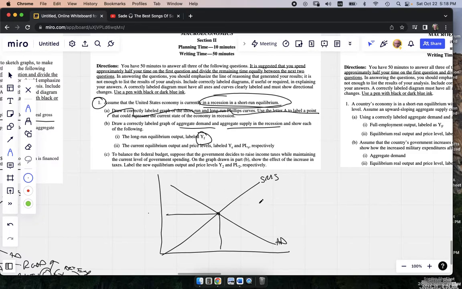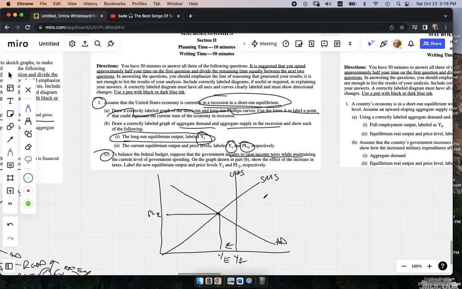Oh, they wanted long-run equilibrium output as YF. So this is what we know. Look, I'm just going to draw that in and do YF right there. I'm going to call that my long-run aggregate supply curve. This is PL1. I know this is Y1. I know I'm in a recession. Done. They wanted it YE, PLE. Okay. PLE. Done. To balance the budget, suppose the government decides to raise income taxes.